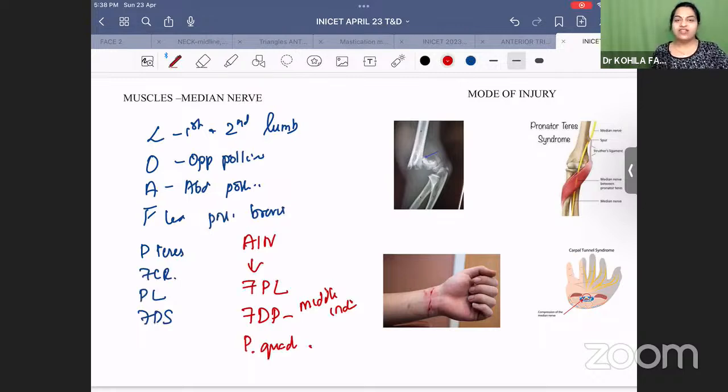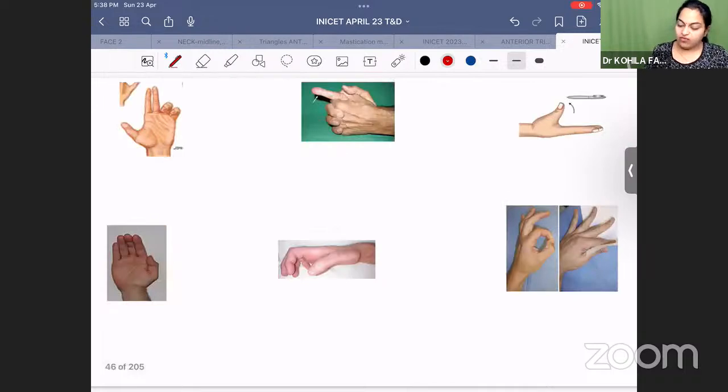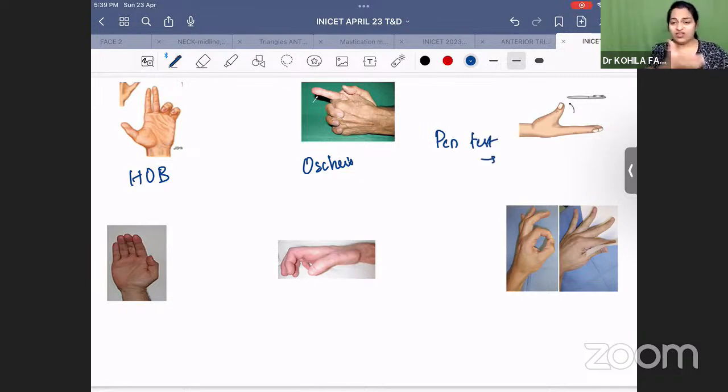So during our INICET rapid revision, we have seen in detail about the median nerve and the tests for it, right? So what is this called? The hand of benediction, unable to flex the distal phalanx. Again, Ochsner's clasping test, inability to flex the distal phalanx. Pen test, right? What is the muscle tested here? Come on. The pen test is to test which muscle?